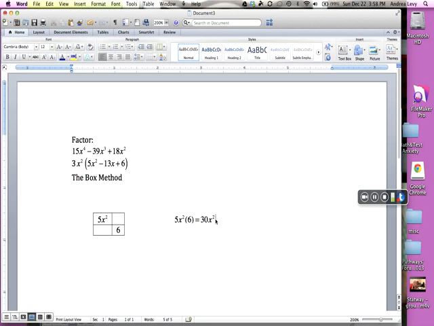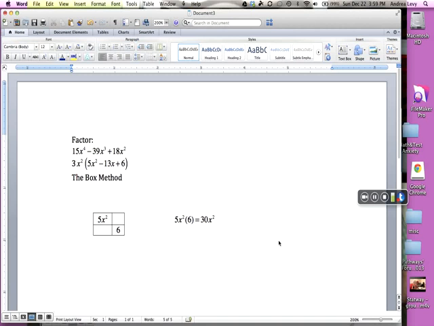When I multiply the 5x squared times the 6, I get 30x squared. And so there are a number of factor pairs that will create this, but I only want to look at the negative ones because I know when I add them together I want a negative 13. So I'm not going to bother with the positive ones.